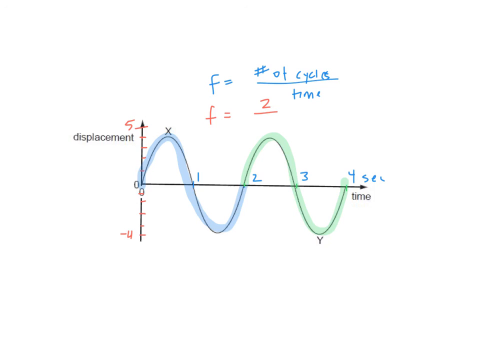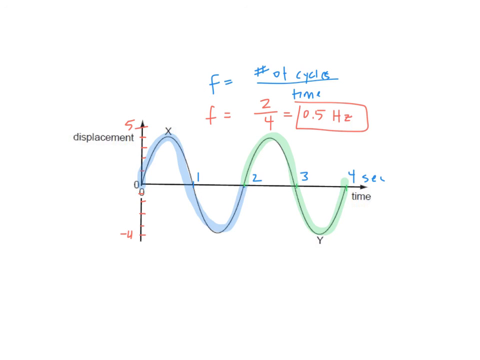And the time it takes to complete 2 cycles. Well, if I start at 0, here's 1 second, 2 seconds, 3 seconds, and 4 seconds. So 2 waves pass by in 4 seconds. So the frequency is 2 divided by 4, which is 0.5. And we measure frequency in hertz. So the frequency of this wave is 0.5 hertz.